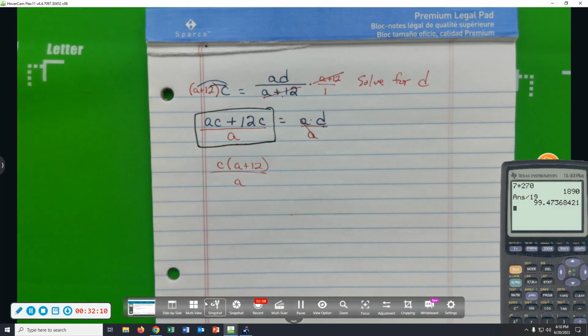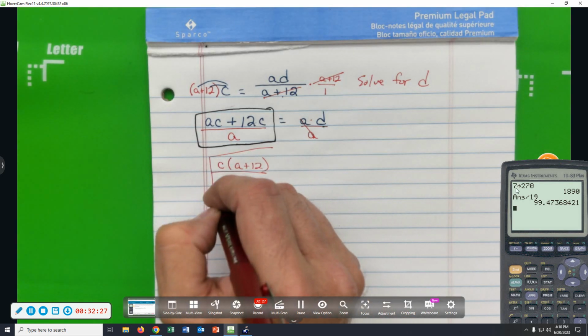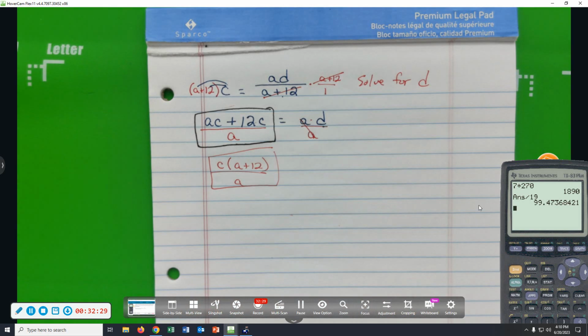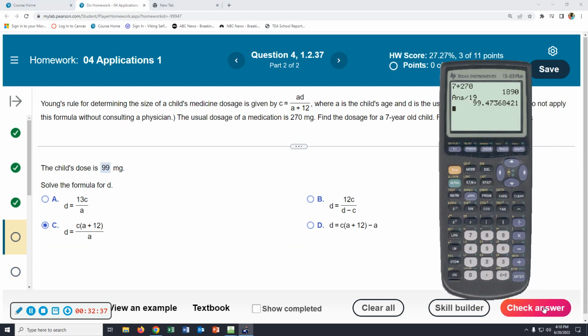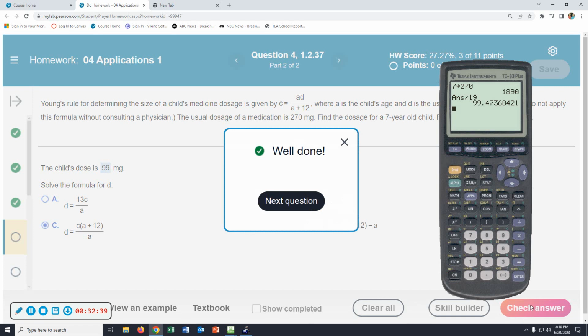And if this were a problem where you were typing in the answer, I would have sure typed this in. Okay? And it would have been correct, but since they didn't distribute it, this is the one we've got to use. So which answer choice was that? Let's see. Answer C. Move that. Click check answer. Okay.